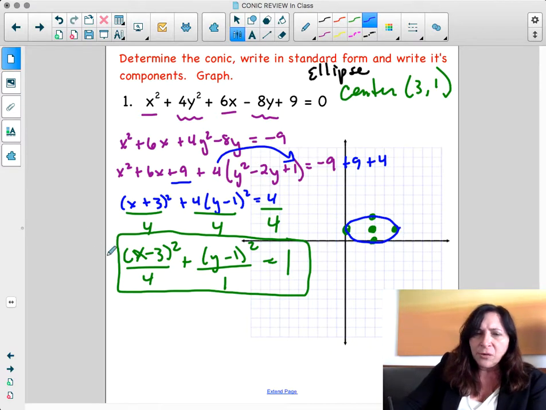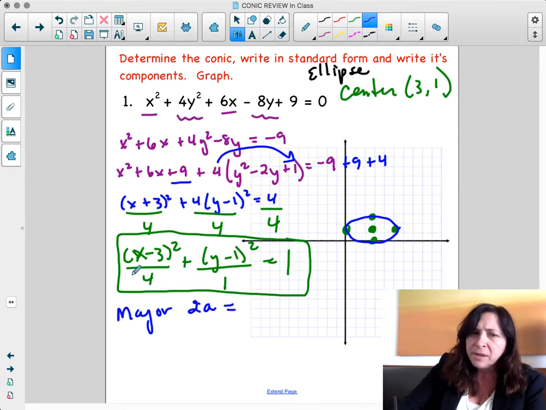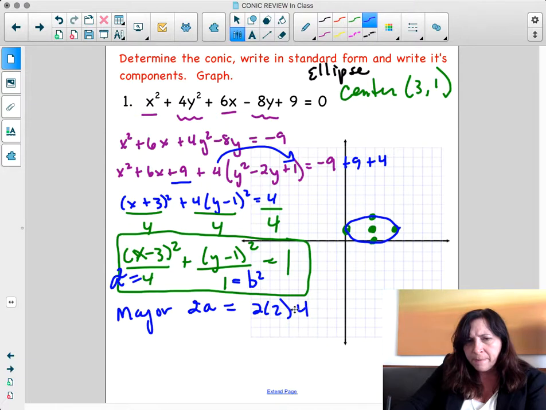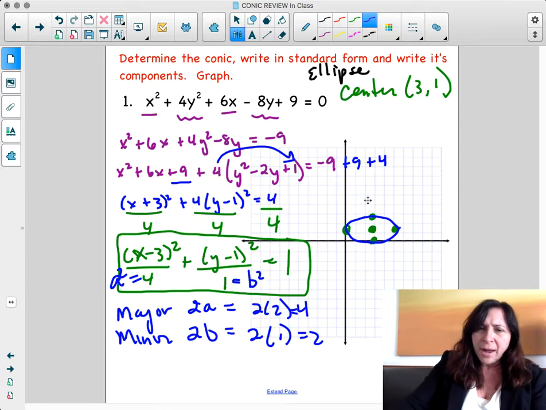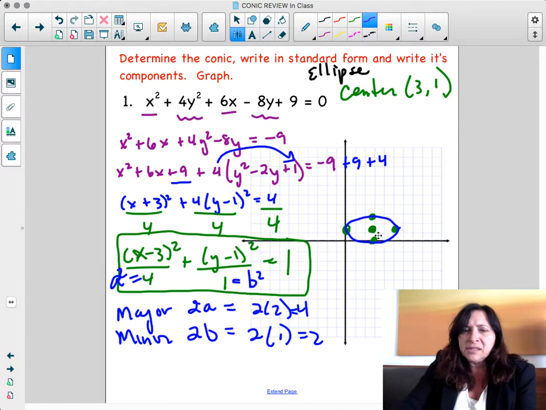I also need to know what my major axis is. My major axis is going to be 2a. Now remember, in an ellipse, the higher number is your a squared. So that's your a. This number here is my b squared. So 2 times a is 2 times 2, which is 4. And for my minor axis, that's going to be 2b, which is 2 times 1, which is 2. Just to be clear, I can count 2 on both sides across, 1, 2, 3, 4, and count my major axis, and then figure out what a is after that too.